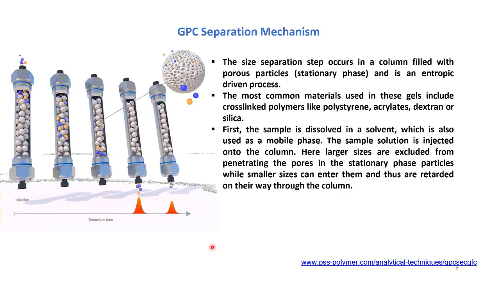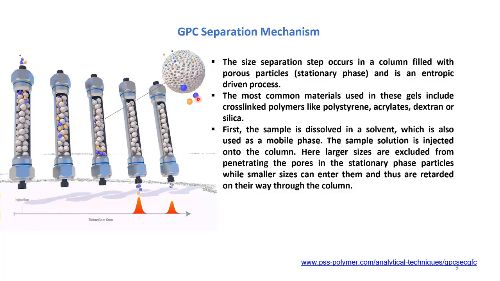So the mechanism is the size separation. As you can see, the column has granules, and they have small pores in them. The size separation step occurs in the column filled with the porous particles. So this is the stationary phase, and it is an entropy-driven process, basically.